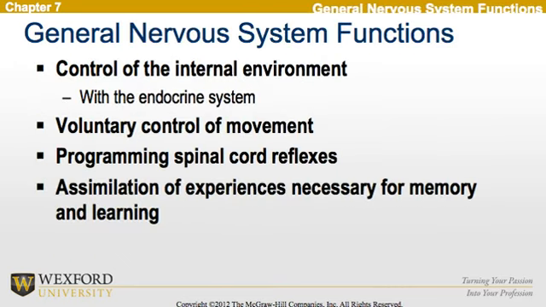Starting with the general nervous system functions. It controls the internal environment with the endocrine system. It controls the voluntary control of movement. It also is involved in the programming of spinal cord reflexes and a simulation of experiences necessary for memory and learning.